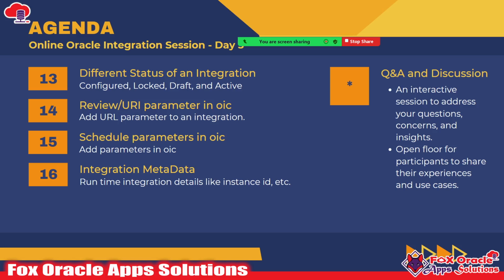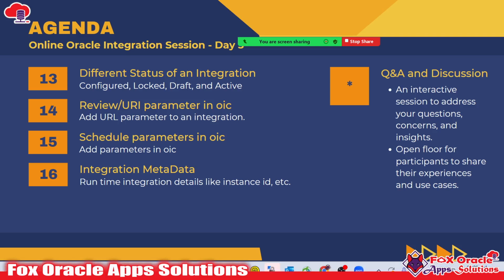Whenever we add parameters in a schedule integration, they are called schedule parameters. And in terms of app driven integration parameters, they are called review or URI parameters. After that we will move to the metadata of that integration. Whenever we execute any integration, it generates unique sequence values, so we will get to know about that. And in the last part of the session, we will discuss question and answer. So let's begin the integration part.